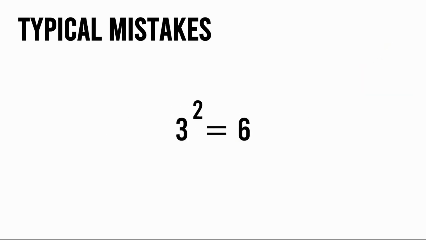Another typical mistake is to calculate 3 to the second power equals 6. This is wrong. We're not doing 3 times 2. The number 2 indicates the number of times the number 3 must be multiplied by itself. So we're doing 3 times 3, which is equal to 9.